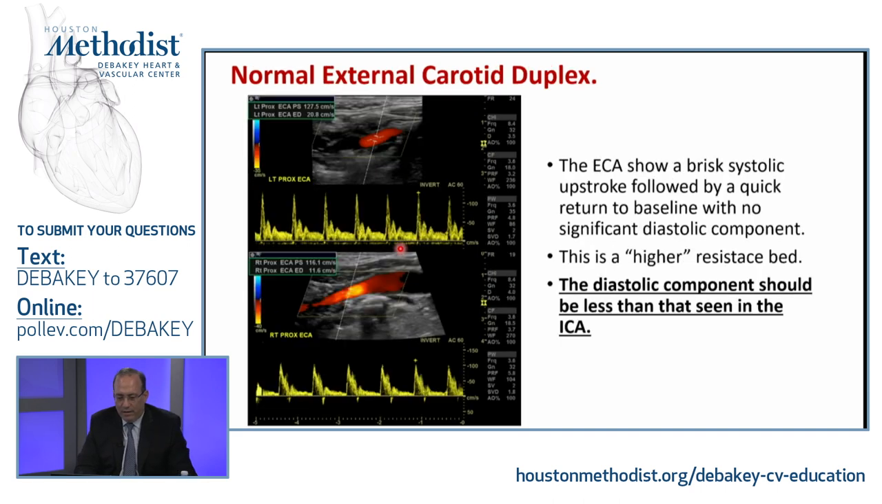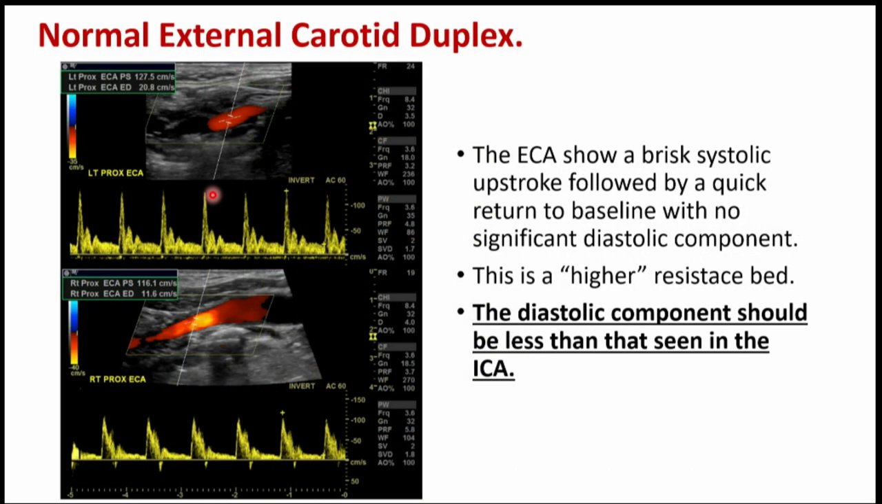And we've already kind of pointed at what that looks like. Look at the external carotid artery. This is a high resistance waveform. There's a quick peak, a very brisk peak systolic flow, okay? And the diastolic component in the external carotid artery is usually going to be much less than that in the internal carotid artery. So those are other clues.